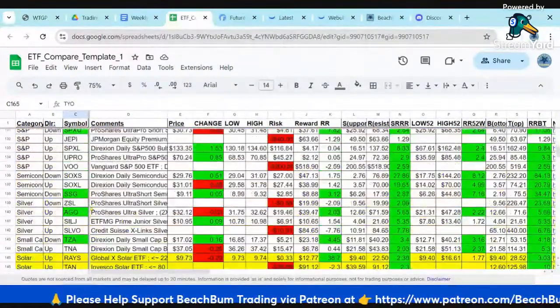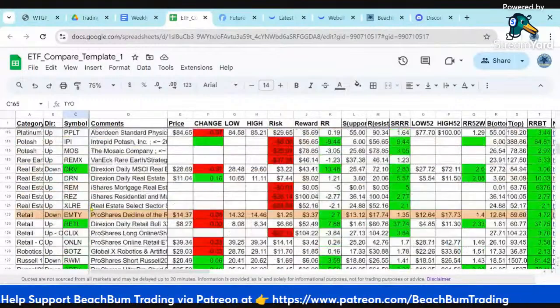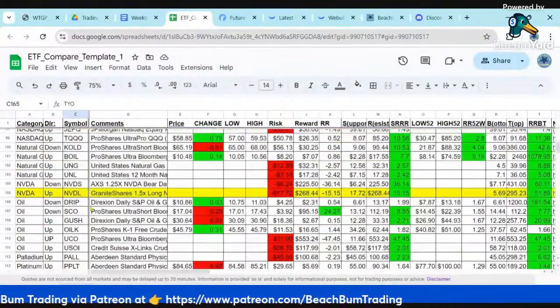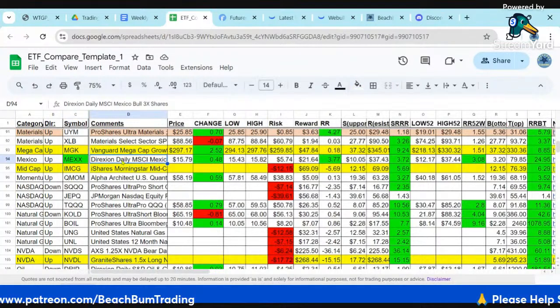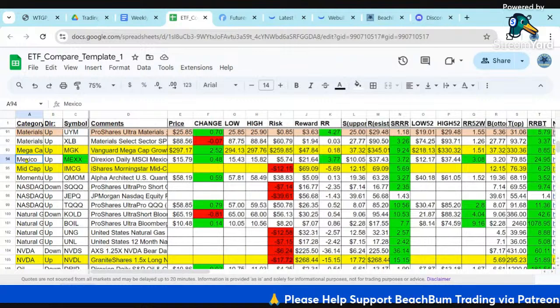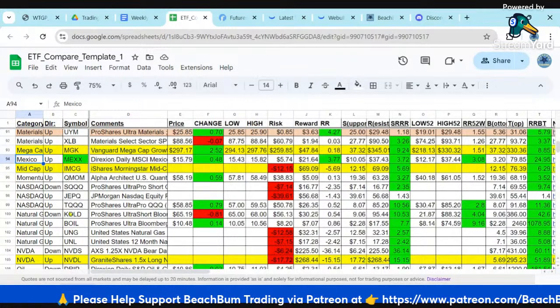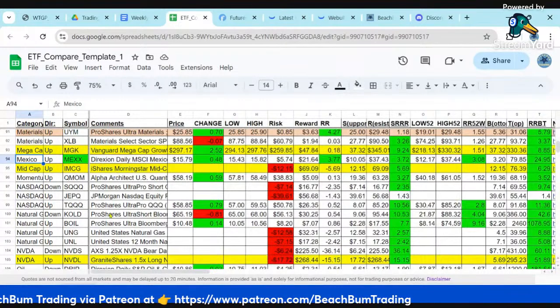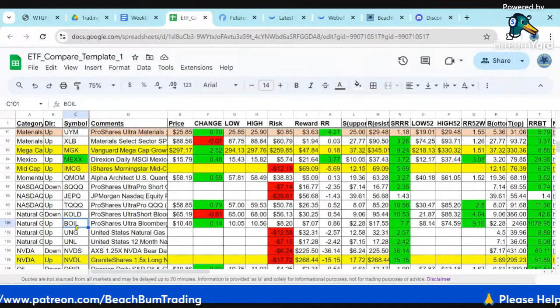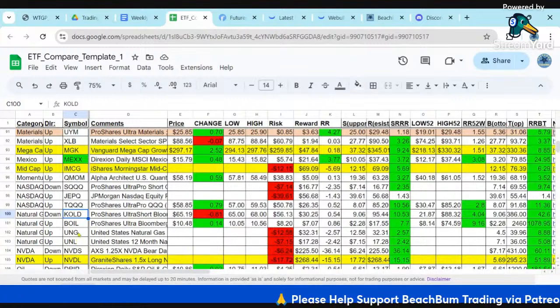Someone mentioned Mexico. Also, a lot of the foreign markets were volatile, and we have MEXX, which is just the long. It did have a bounce after breaking down quite a bit. So you can find ETFs to also trade various foreign markets in our Google Sheet if they're available. Some have shorts, some don't have shorts. Talked about oil and natural gas. So again, natural gas, oil long, short, or UNG, UNL long.